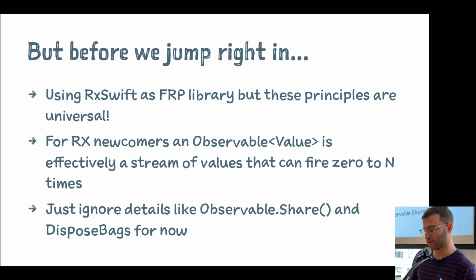Cool, so before we jump in, just some disclaimers. I've been using RxSwift, but really any functional reactive library will work. I guess Stephen used ReactiveSwift, and that's cool too. For Rx newcomers, the only assumption you need is that an observable of a value is effectively a stream of those values firing zero or n times over time. So you can imagine, rather than just having an integer, it's a stream of zero to many integers that can fire at any time. There are certain details I'll gloss over, like sharing observables and using dispose bags. Just ignore those, like everyone else says in their functional reactive talks.